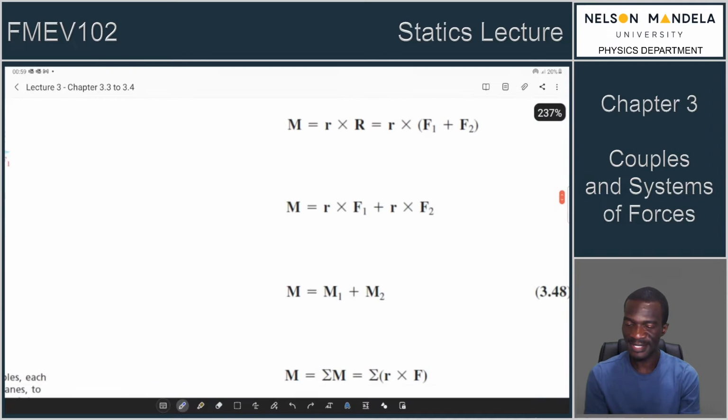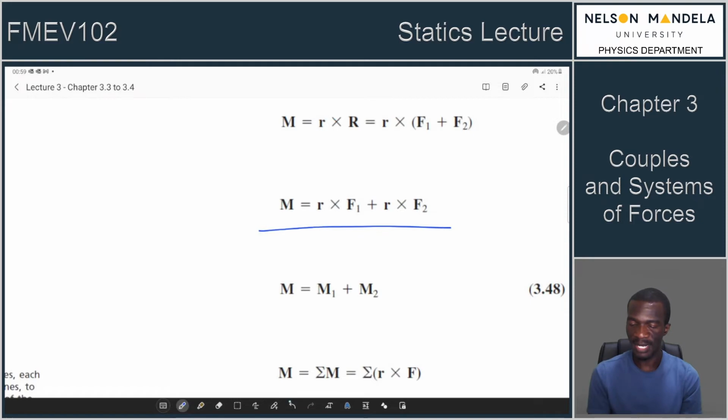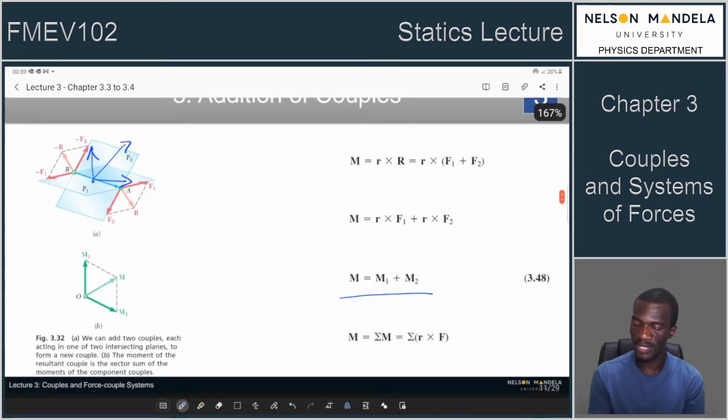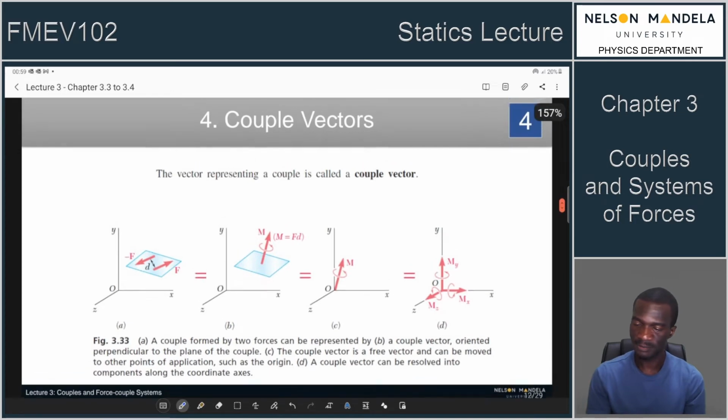So these equations are just summarizing the concept that our moment is just our R cross F, and since we have two forces, 1 and 2, then by distribution we have the total moment being the moment due to force number 1 plus the moment due to force number 2. We add them together so that the total moment is a sum of the two moments. That is basically the way you add couples. This is a more straightforward process where you're just adding your couples.